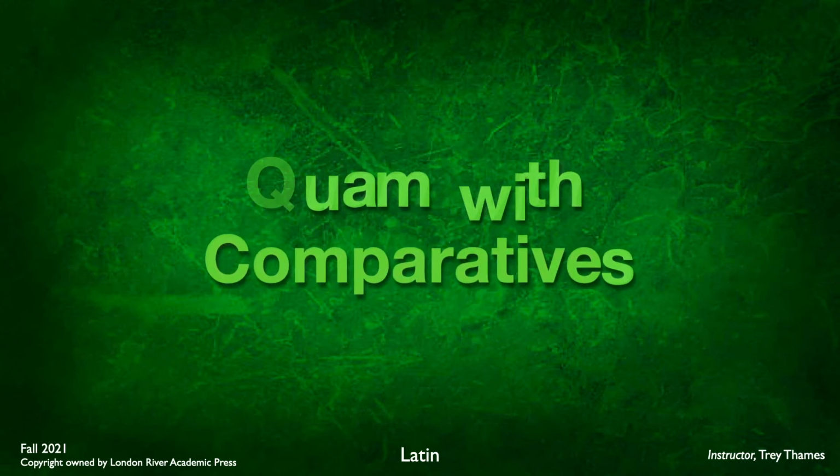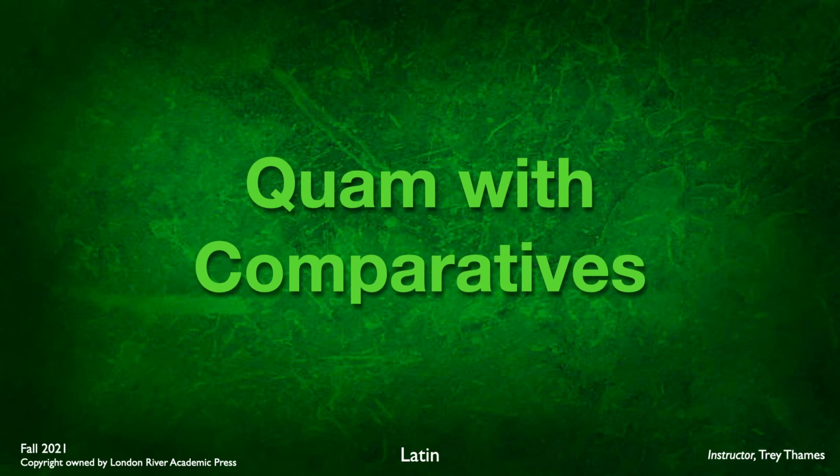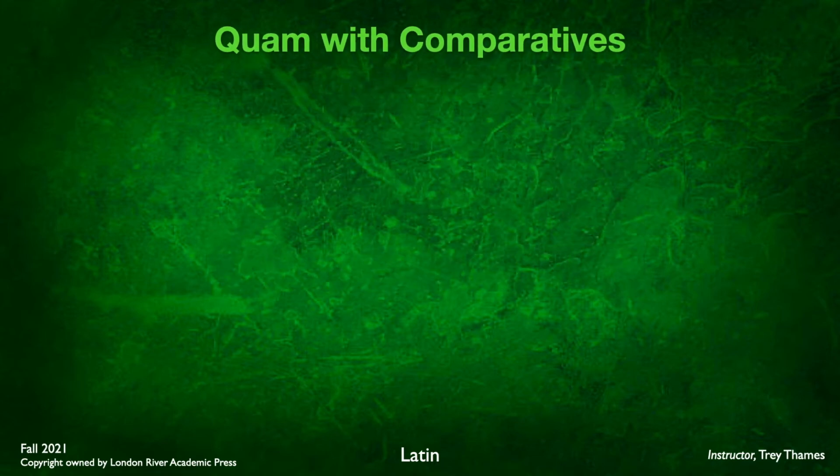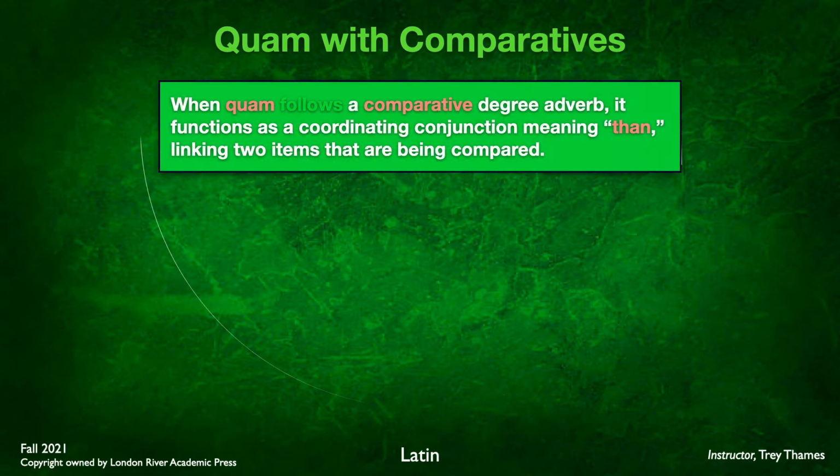Now, we also talked about quam with comparatives as well as superlatives with adjectives. We also can have quam with comparatives in adverbs as well. Let's remind us of the translation of this. When quam follows a comparative degree adverb, it functions as a coordinating conjunction, meaning than, and it's going to link the two items that are being compared.